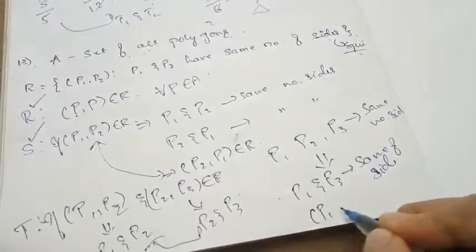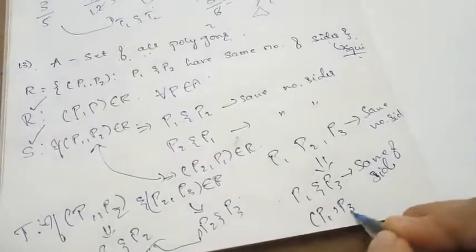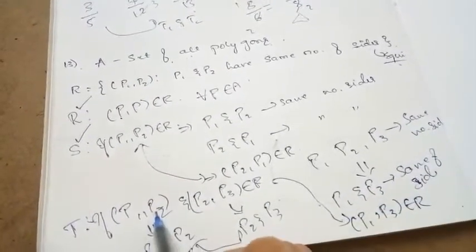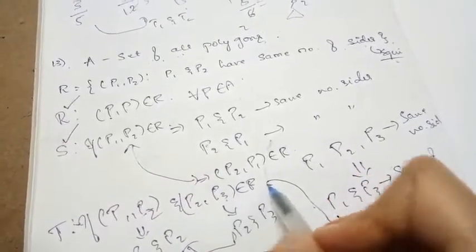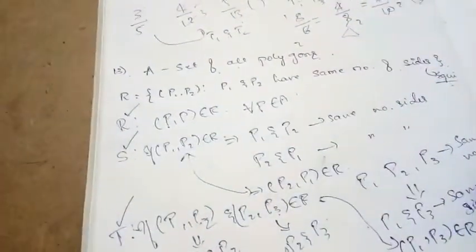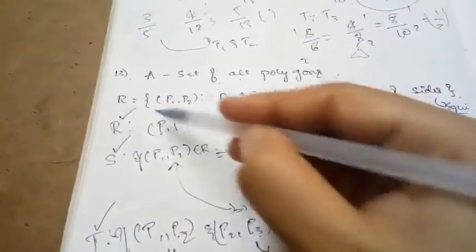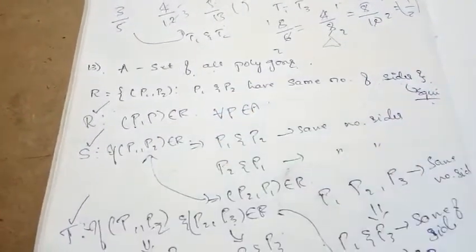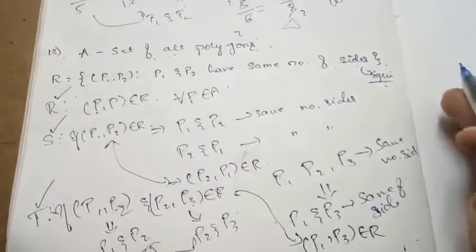So P1 and P3 having the same number of sides implies (P1, P3) belongs to the relation. So clearly, if (P1, P2) and (P2, P3) belong to the relation, then (P1, P3) also belongs to the relation. So the given relation is a transitive relation. So the relation is reflexive, symmetric and transitive. So it is an equivalence relation.